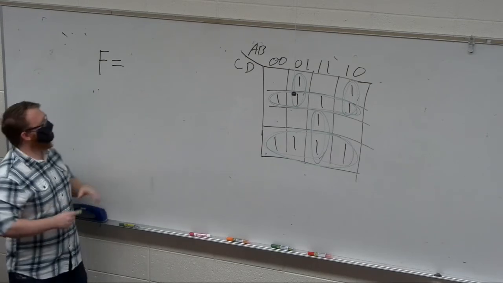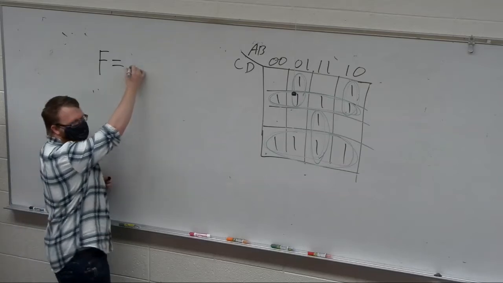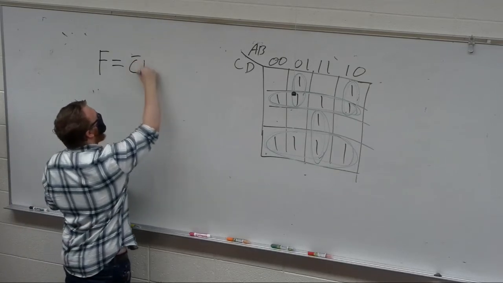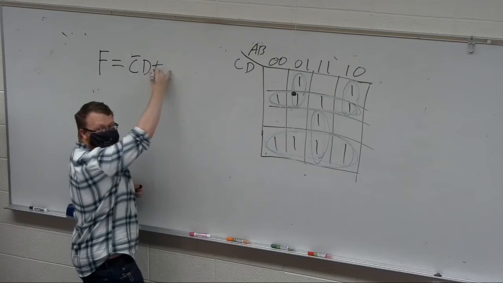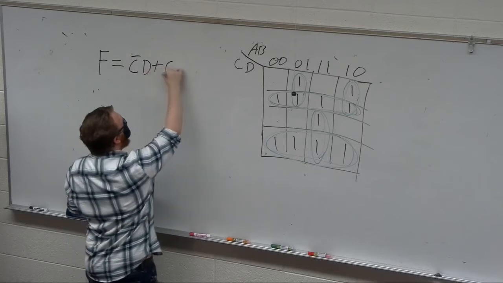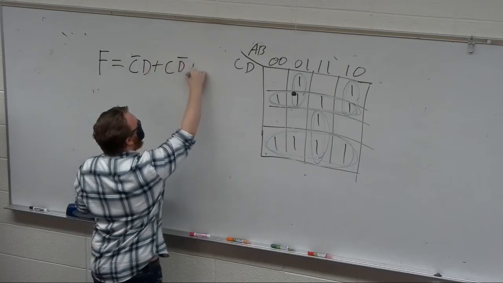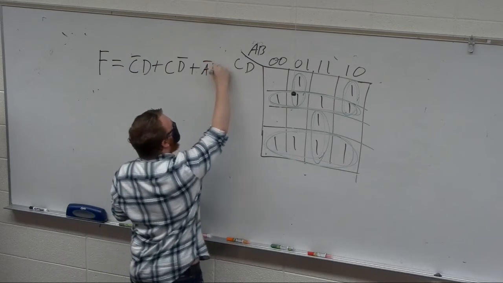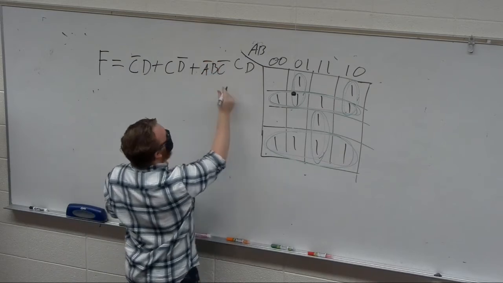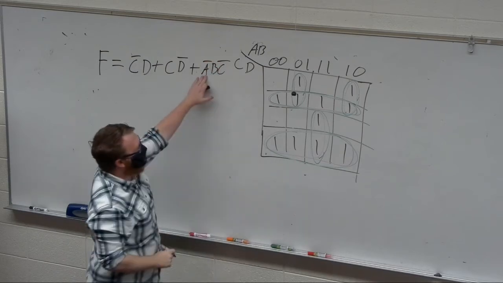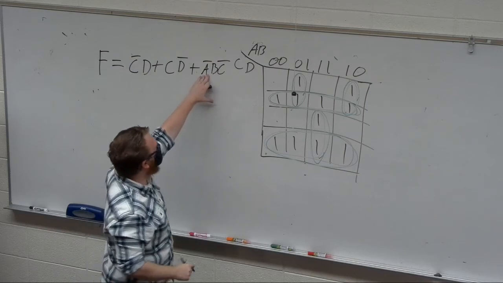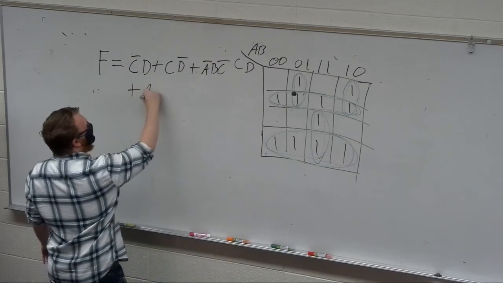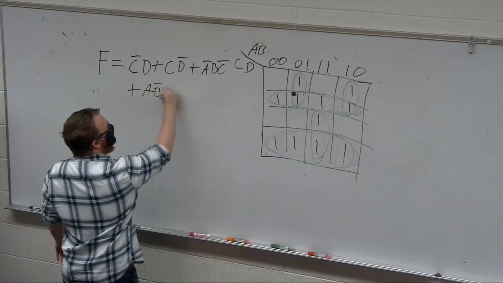Does anybody want to start yelling this at me? C D. C not D. C D not. A not, B, C not. A, B, C. Sorry, that one seems off. Oh wait, no, okay. And then we got another one. A, B not, C not. Yeah. And A, B, C.